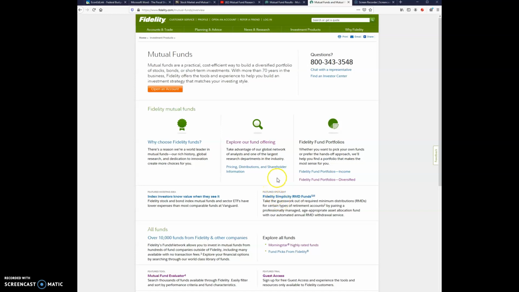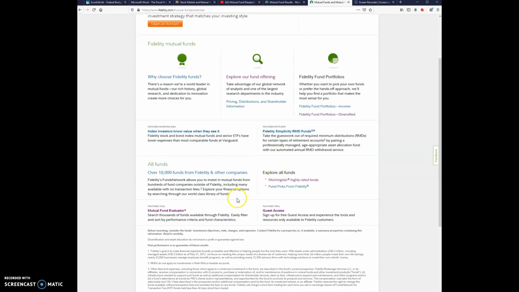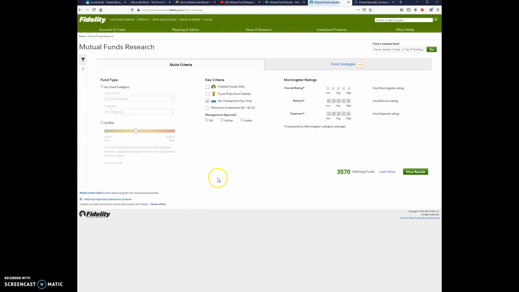I'm going down here to, you could explore all funds, but I thought this was easier, the featured tool. So, mutual fund evaluator. Click on it, and we can decide, we can explore by fund type. For our basics, I'm going to suggest that we explore by risk. So you have to decide if you are a lower risk person, higher risk. Probably a lot of you will be on the lower risk side. I should be now, but hey, I'm going to go with a little bit higher risk.